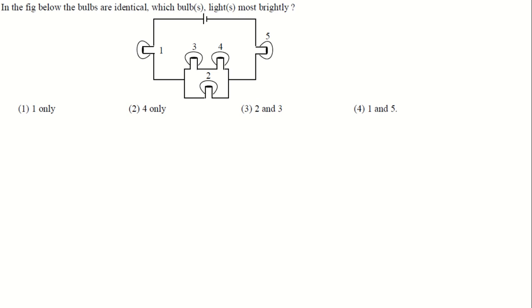In the figure below, the bulbs are identical. That is very important. Which bulbs glow most brightly? So here there are bulbs 1, 2, 3, 4, 5 connected to the source, some in series, some in parallel. One very important concept: more glow, more brightness, is proportional to the power consumption. Which one has more power consumption? That one has more glow.